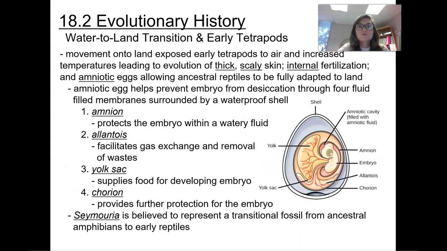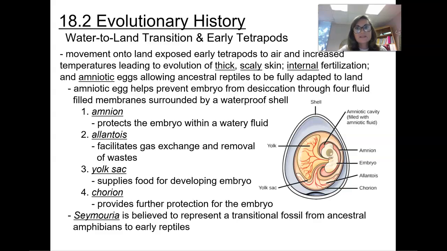All right, next we're going to have movement onto land, exposing early tetrapods to air. Like I said, now that they're exposed to air, they have to worry about drying out. They have to worry about the atmospheric pressure coming down on their bodies, so they have to have tougher skin, tougher bodies. So now that they're exposed to the outer elements, temperature is going to be another thing. So they don't want to have to worry about desiccation or drying out or hot temperatures.